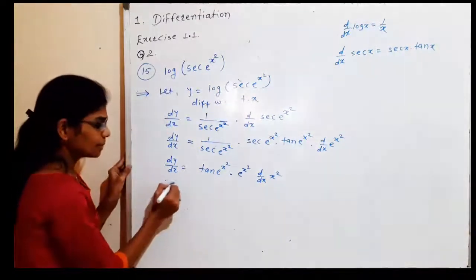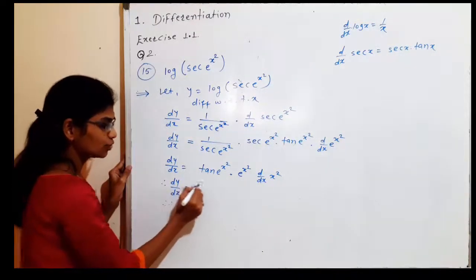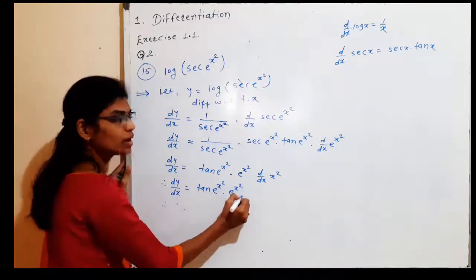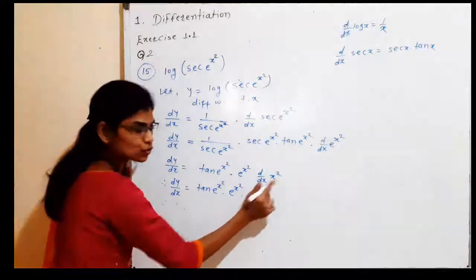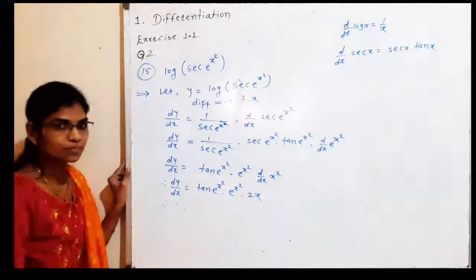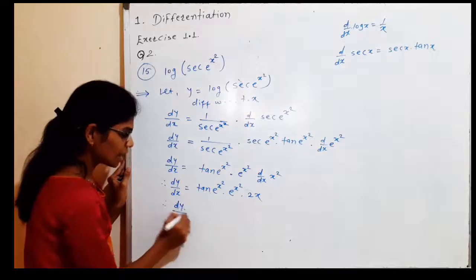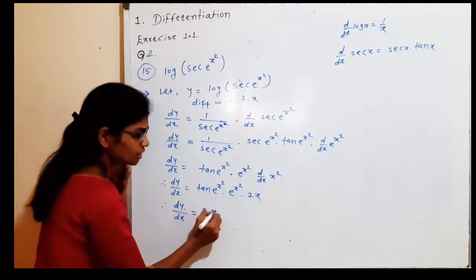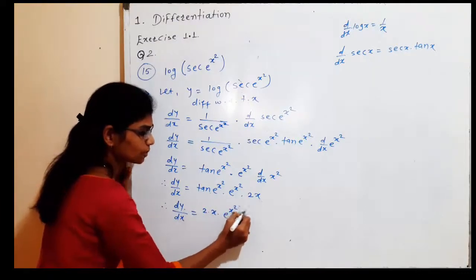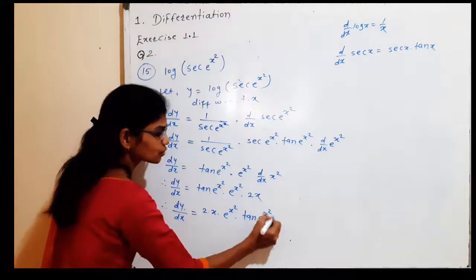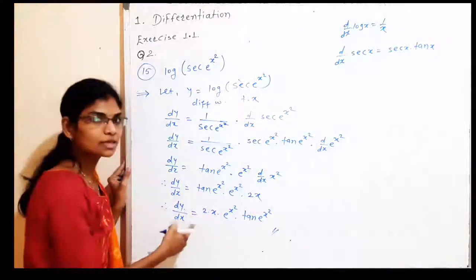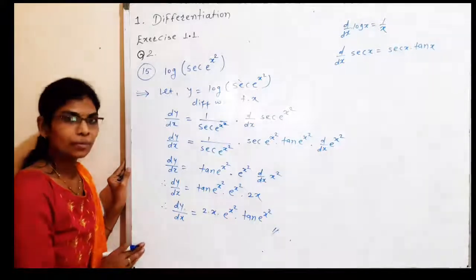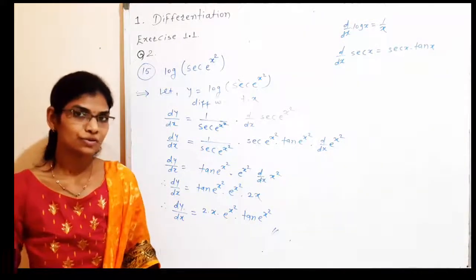At the next step, dy by dx is equal to tan of e raised to x square multiplied by e raised to x square multiplied by the derivative of x square, which is 2 into x. So its final answer is dy by dx is equal to 2 into x into e raised to x square multiplied by tan of e raised to x square. And that is the final answer. It means the derivative for the given function. So here you can write down or you can take a screenshot.